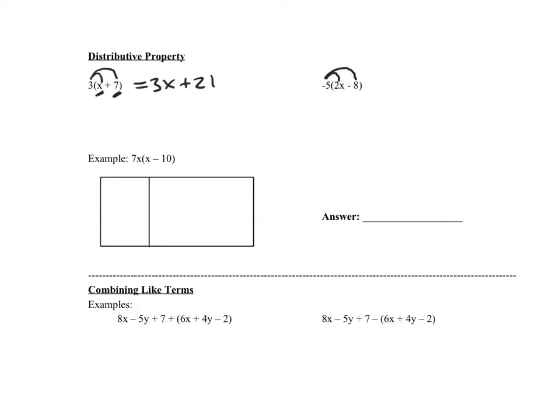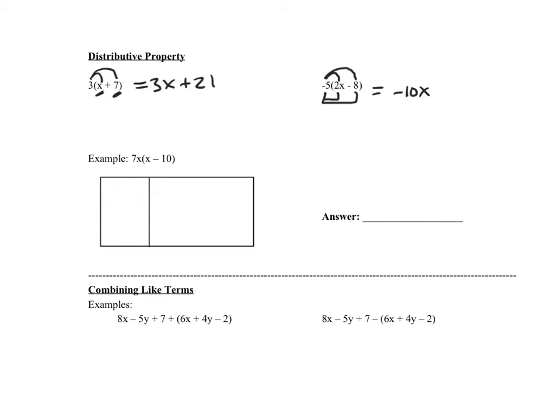I like to draw those. Some people draw them underneath. You can make them square, whatever you want. It's something to remind you that the negative 5 gets multiplied by the 2x and the negative 8. So negative 5 times 2x would be negative 10x.